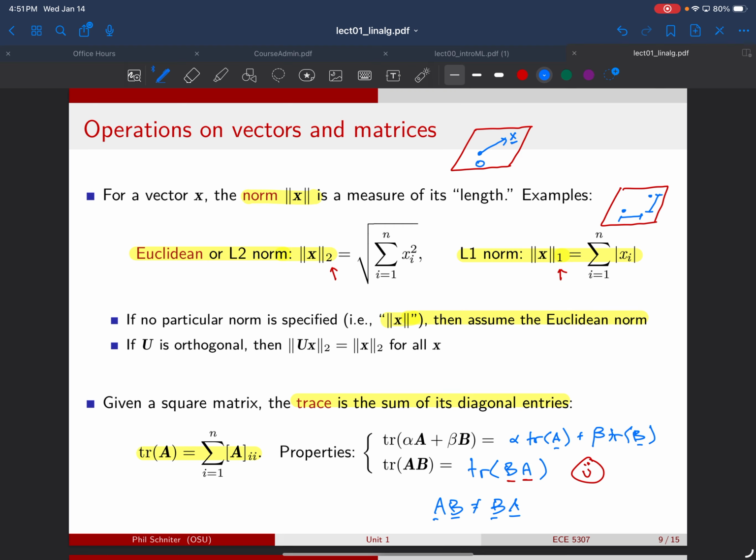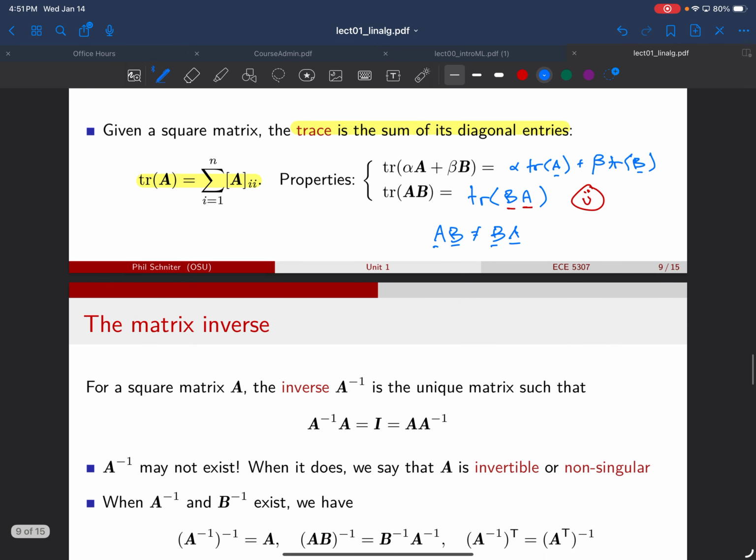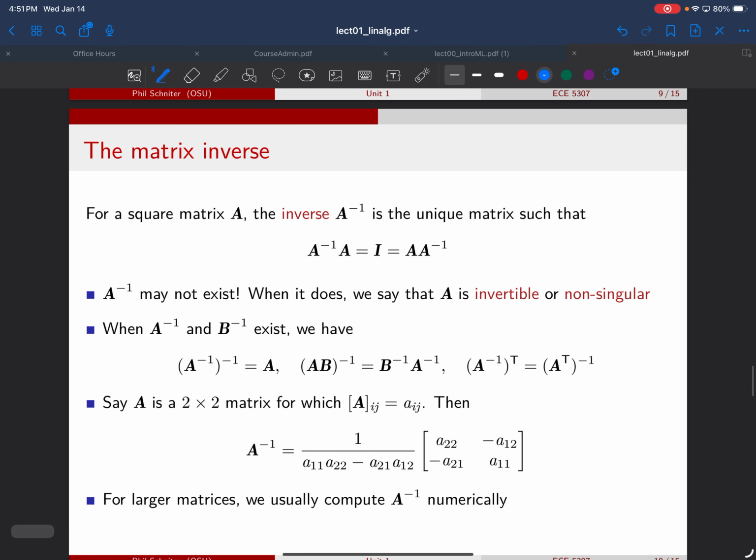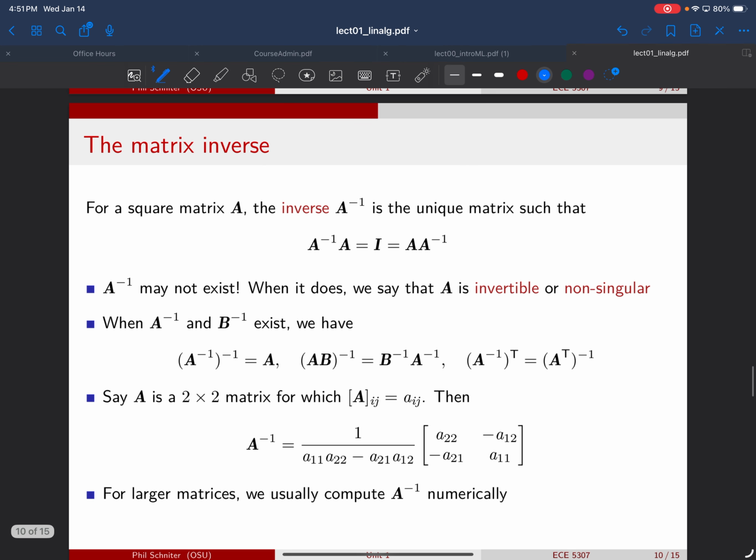All right, any questions on trace? Great. About the matrix inverse. So we briefly talked about this. If you have a square matrix A, it needs to be square. The inverse is the unique matrix, such that if you multiply either on the left or on the right, you get identity.